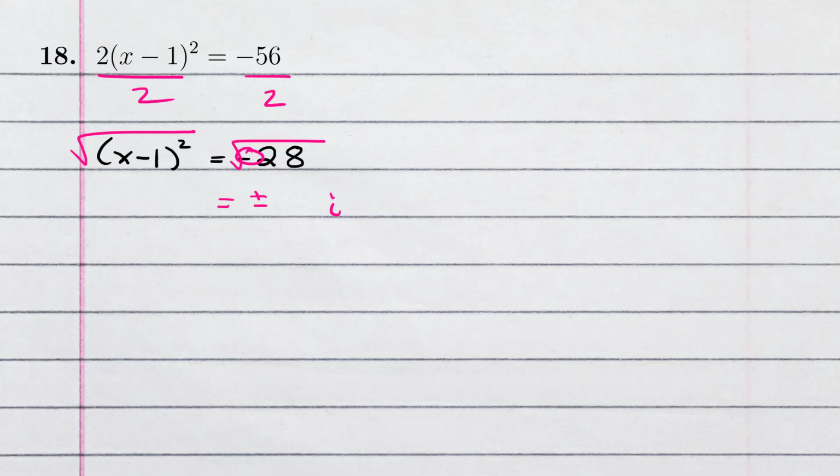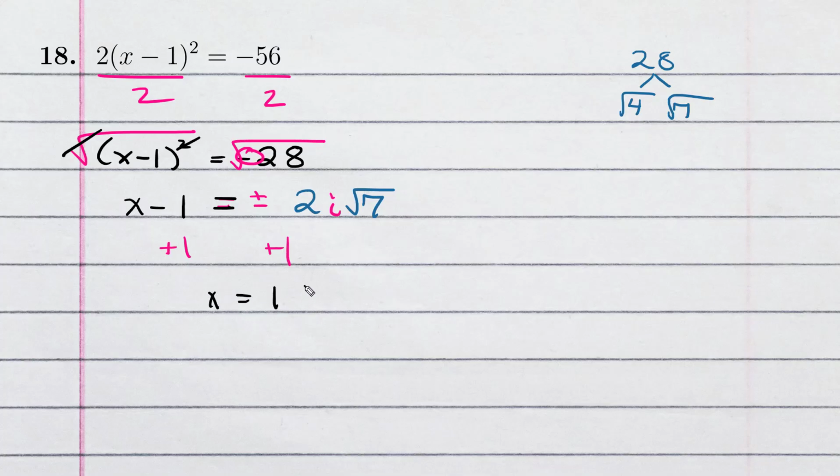I'm going to look at 28 and see what perfect squares can divide into 28. The largest perfect square that can divide into 28 is 4. So the square root of 4 times the square root of 7. Square root of 4 is 2, and the square root of 7 is the square root of 7. On our right-hand side, we still have the x - 1, because the square and the square root cancel each other out. So I now need to move that -1 over to the right-hand side by adding 1 to both sides. And so x is equal to 1 plus or minus 2i square root of 7.